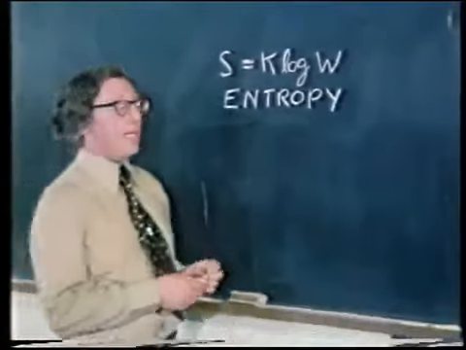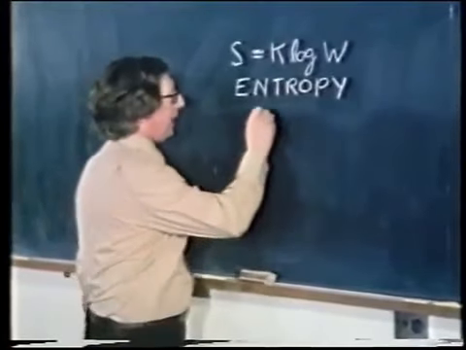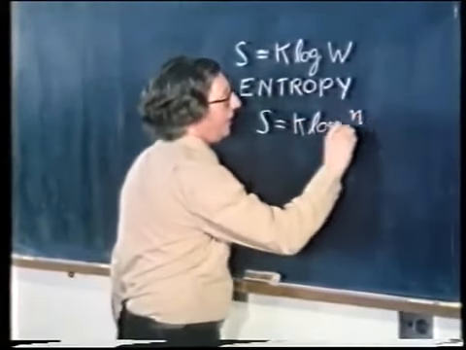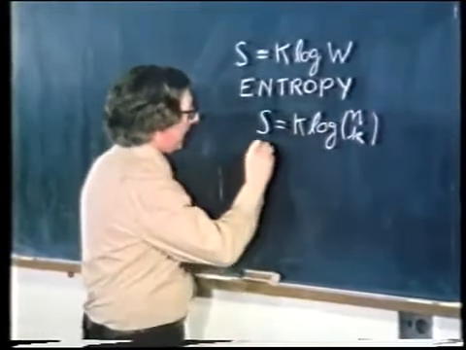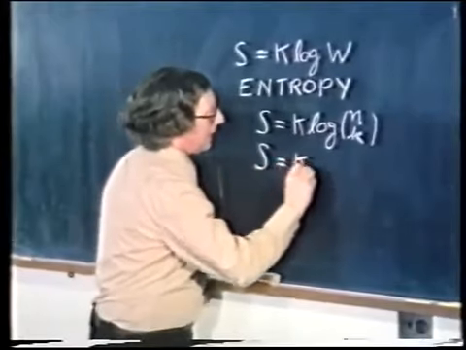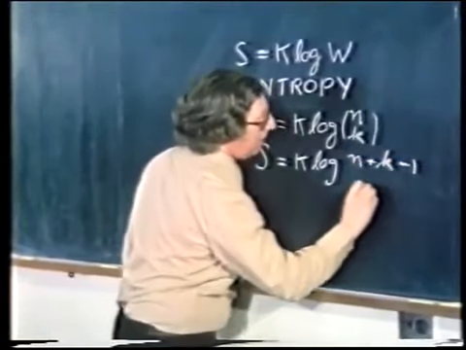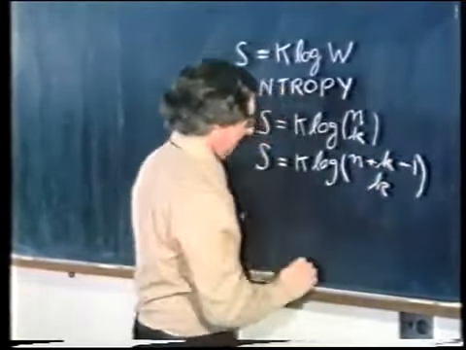So, the formula is S equals k log W. That means in the Fermi-Dirac case, we're going to get the entropy S equals k log n choose k. And in the Bose-Einstein case, we're going to get the entropy S equals k log n plus k minus 1 choose k. Well, which of these two expressions will give us the correct behavior of liquid helium? In order to see that, we need to evaluate these expressions more explicitly.